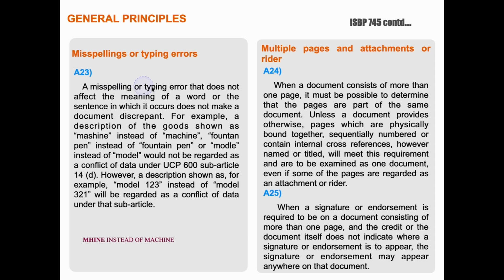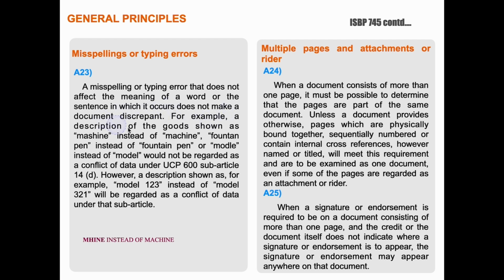Next one is misspellings or typing errors. A misspelling or typing error that does not affect the meaning of a word or the sentence in which it occurs does not make a document discrepant. In this para, we have to note this phrase: does not affect the meaning of a word or the sentence. So, there can be a typo in a document, but it should not change the meaning of the word or sentence. Some examples are discussed further.